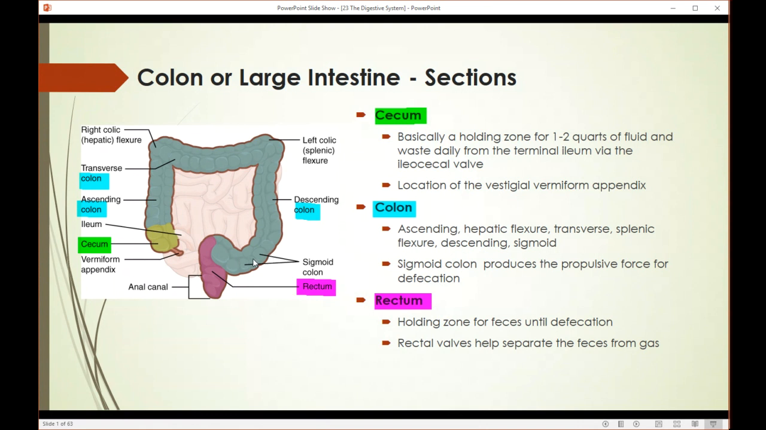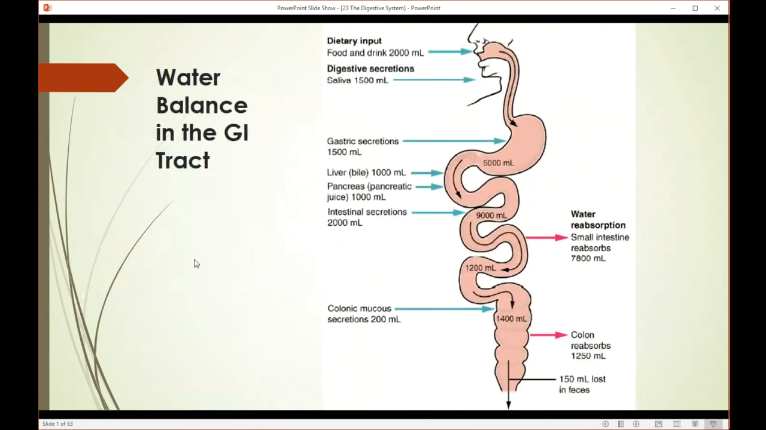Okay? And the sigmoid colon is going to produce that propulsive force for defecation. And then the rectum. The rectum is just a holding zone for the feces until we can defecate. The rectal valves, which include an internal anal sphincter and an external anal sphincter, help to separate the feces from the gas. Okay.